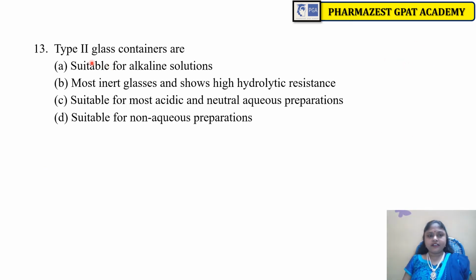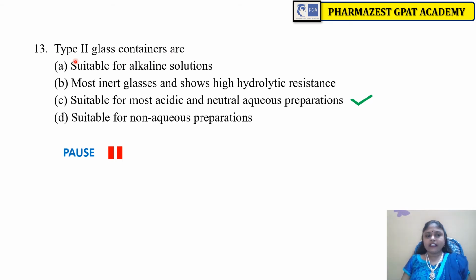The next question is, type 2 glass containers are: A. suitable for alkaline solutions, B. most inert glasses and show high hydrolytic resistance, C. suitable for most acidic and neutral aqueous preparations, and D. suitable for non-aqueous preparations. So what is the right answer? The right answer is they are suitable for most acidic and neutral aqueous preparations. So type 2 glass containers.